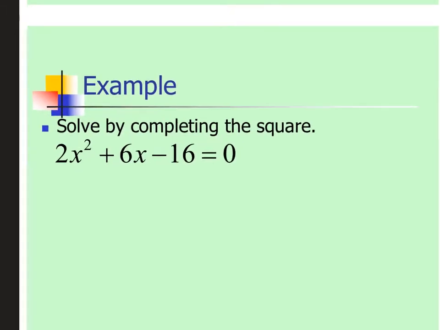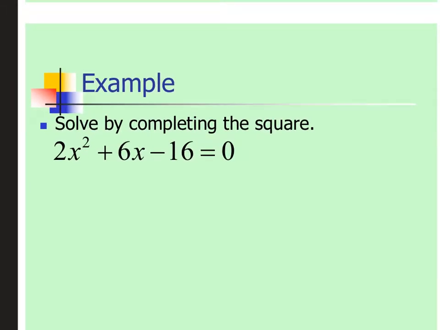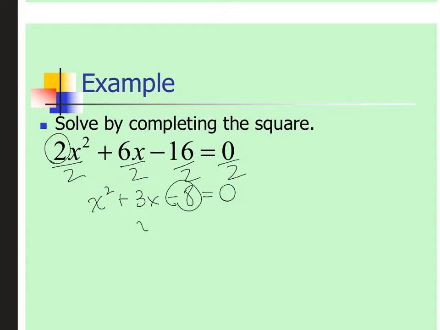All right. Remember how the a value has to be 1, right? That was step number 1. So notice on this one, we have a 2 out here. So I need to make sure that that is a 1 first. So I'm going to divide all the terms, everything, both sides of the equation by 2. So that my new equation looks like this. All right, and now I should be able to complete the square. I'm going to have to move the -8 to the other side.